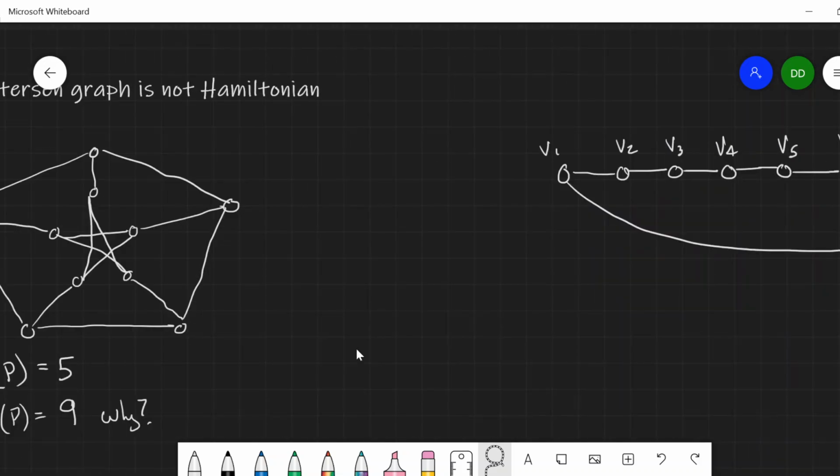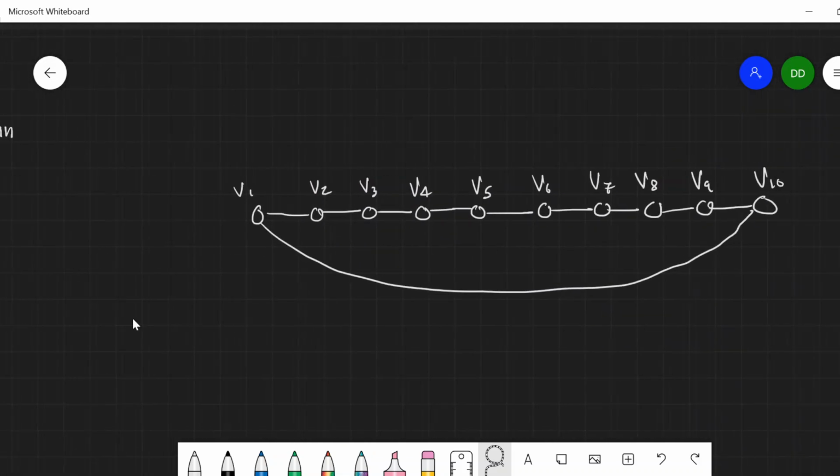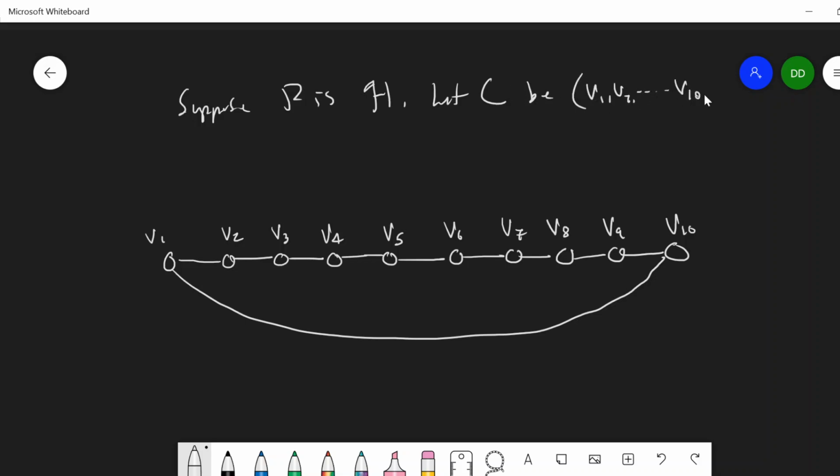Well, let's prove it. So notice I haven't labeled these vertices at all, and that's because I want to give ourselves a Hamiltonian cycle in the Petersen graph. So we'll start by saying suppose P is Hamiltonian, and then let C be V1, V2, up through V10 and back to V1. So let our cycle be this.